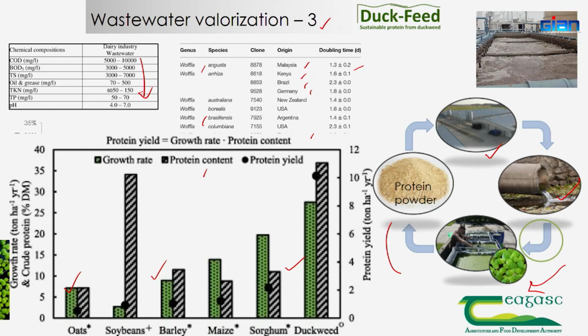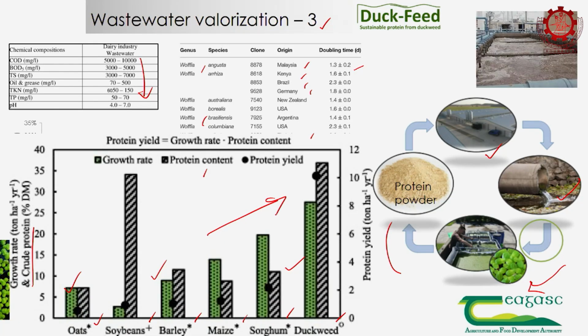And now this is the figure. It shows the growth rate and crude protein content compared to oats, soybean, barley, maize, sorghum and duckweed. That means the amount of protein produced per unit of land. If you have 1 hectare of land, how much plant protein can be produced in a year? Yeah, you can take 2 crops or whatever. Whereas if you have that much land, how much duckweed protein can you produce? Yeah. Here, we are not talking about the food protein alone, but feed protein.